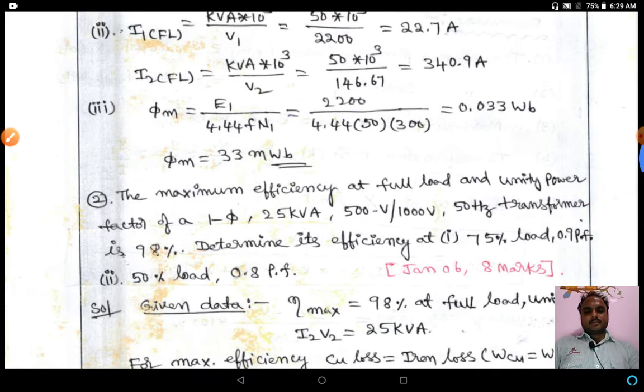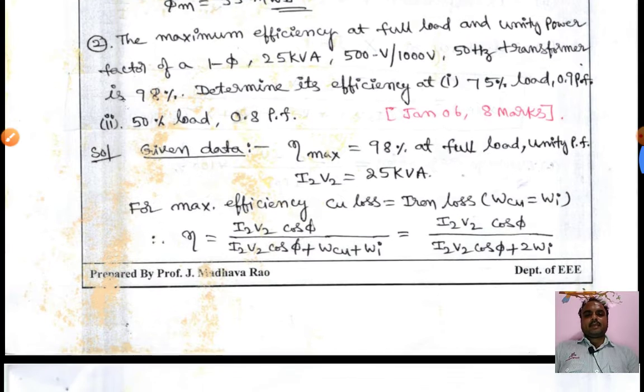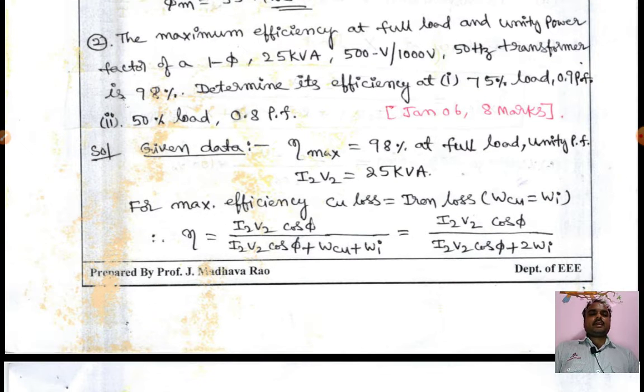So next problem we will see: the maximum efficiency at full load and unity power factor of a single phase 250 kVA, 50 Hz, 500 volts by 1000 volts, 50 Hz transformer is 98%. Determine its efficiency at 75% load, 0.9 power factor, and second one is 50% load, 0.8 power factor.